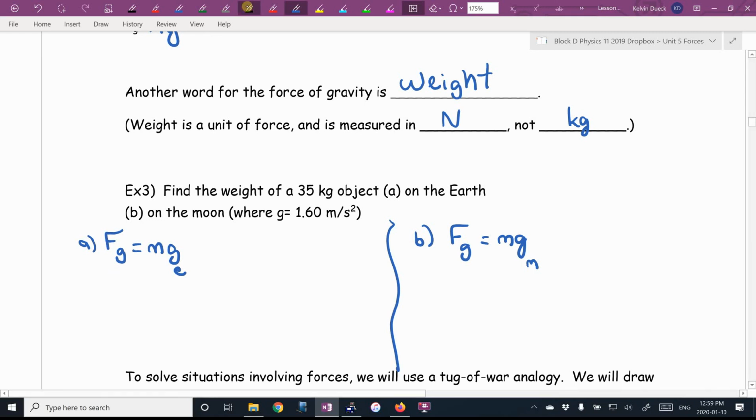So let's crunch the numbers here. We're going to get Fg equals 35 times 9.8. I can do that in my head. It's going to be 350 take away 7. 343, double check me.